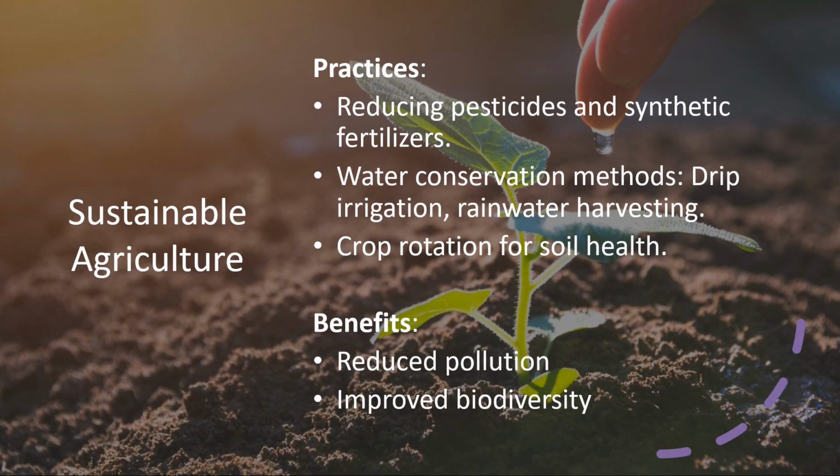Sustainable agriculture focuses on farming methods that are environmentally friendly, economically viable, and socially responsible. Key practices include reducing pesticides and synthetic fertilizers, minimizing chemical usage to prevent soil and water contamination, water conservation. Techniques like drip irrigation and rainwater harvesting ensure efficient water use. Crop rotation. This improves soil fertility and reduces pest outbreaks.